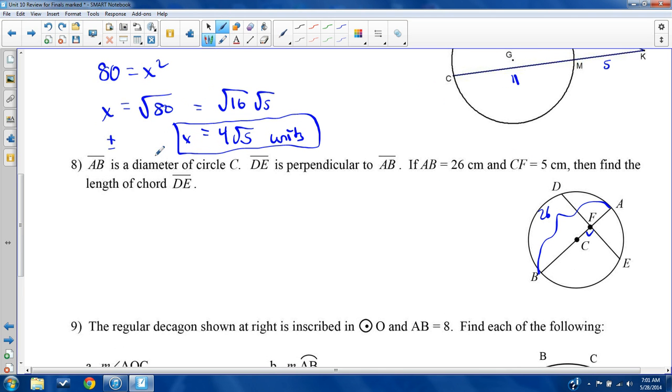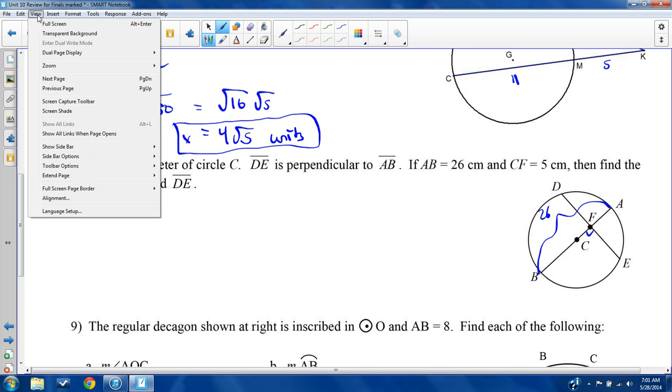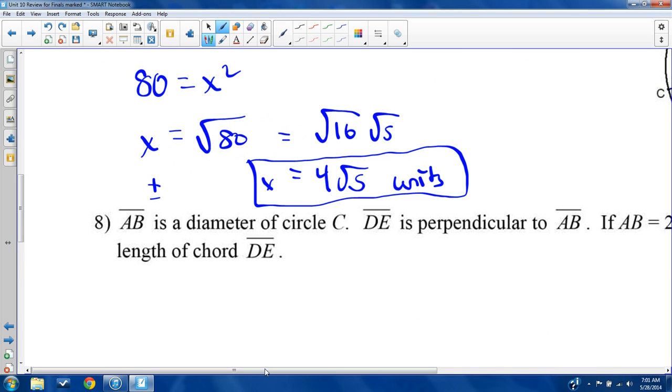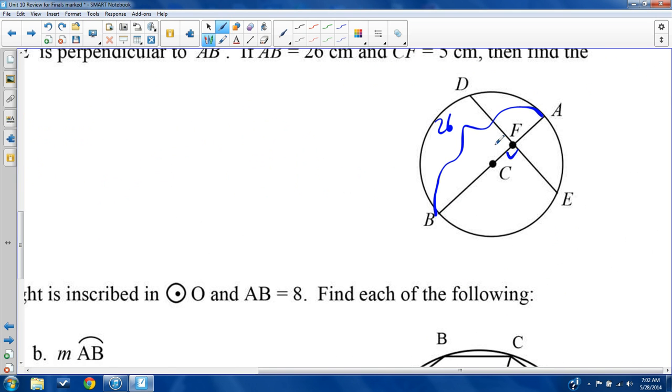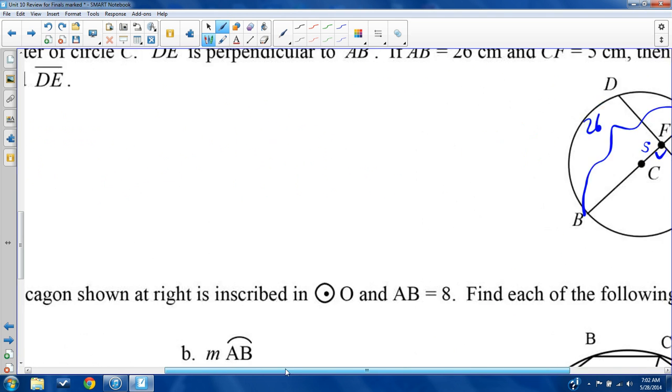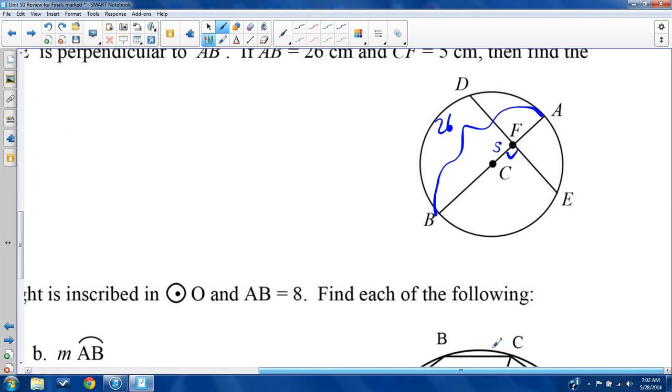Look at 200%. Whoa, that was not very much. Let's look at 300%. There we go. So they say CF is 5. Then find the length of chord DE. Okay, DE is this entire chord right here.